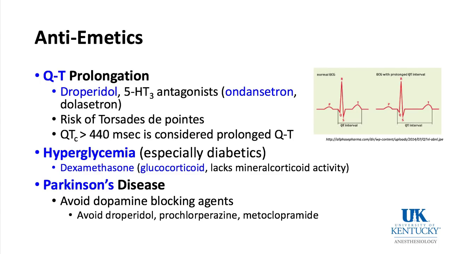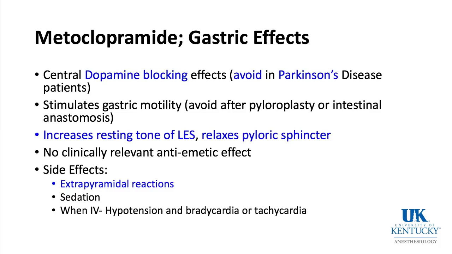Steroids can raise blood sugar, especially in diabetics. Dexamethasone, which is a glucocorticoid lacking mineralocorticoid activity, can raise the blood sugar. Parkinson's disease, those patients are sometimes living on their last dopamine receptor, and if you block it with a drug like droperidol, prochlorperazine, Reglan, or metoclopramide, that patient can become basically akinetic and not be able to move. So avoid dopamine blocking drugs in Parkinson's patients.